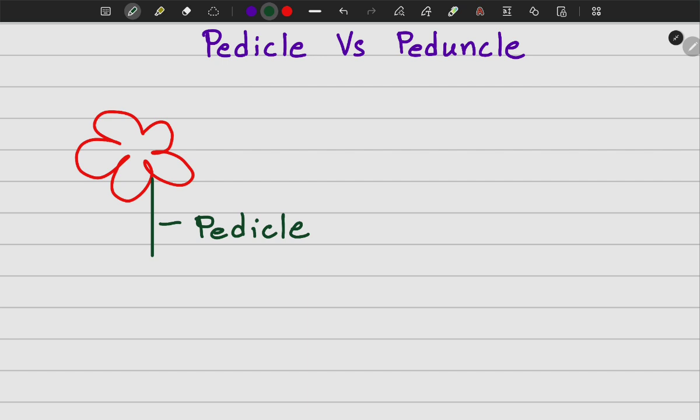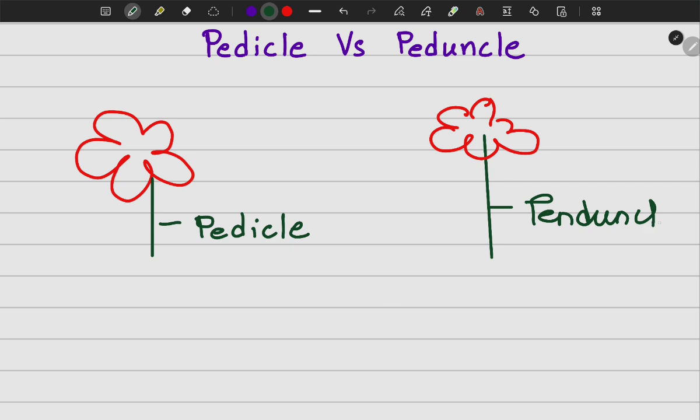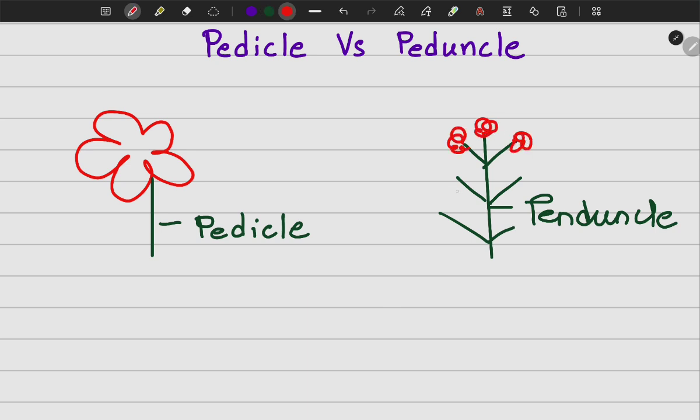If we talk about the peduncle, then the peduncle can support either a single flower or an entire inflorescence. So if I draw a single flower here, then this stalk can be called a peduncle. But usually we use peduncle in cases of inflorescence. We have studied inflorescence in our previous lectures, right? So an inflorescence is a cluster of flowers arranged on a floral axis like this.